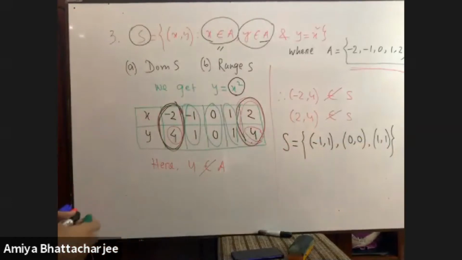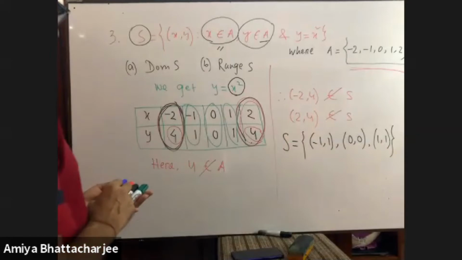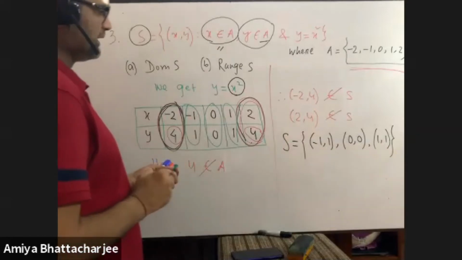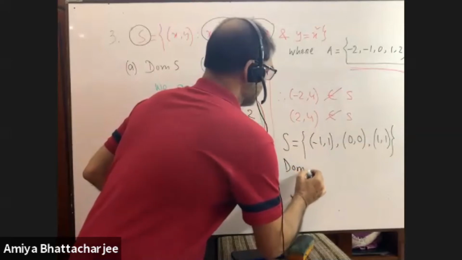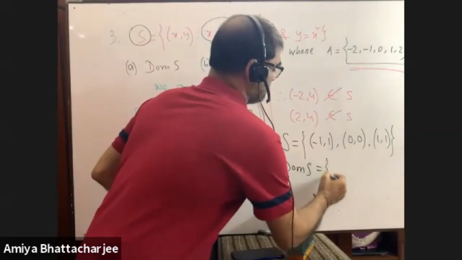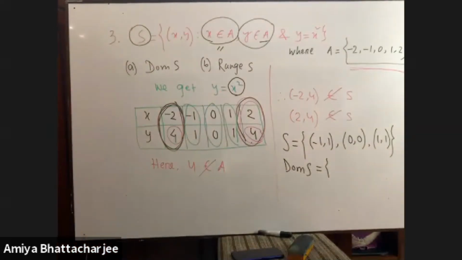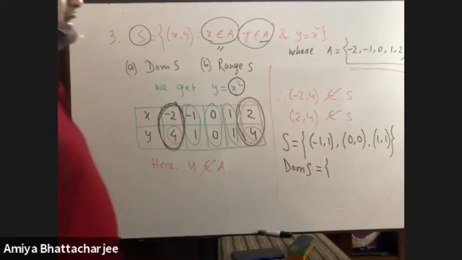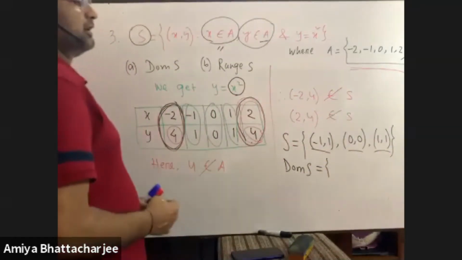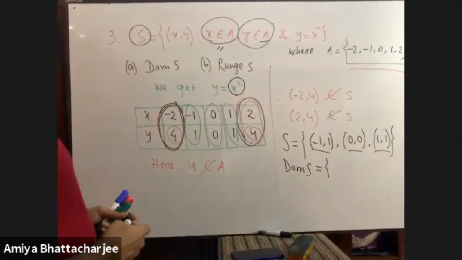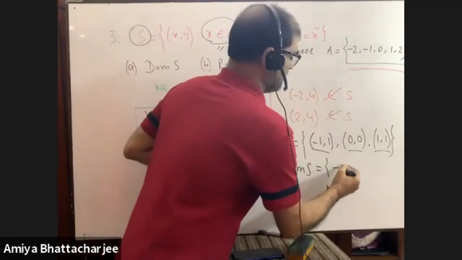Now you see, we are here to determine the domain. And you know what is domain and what is range. Domain means what? The first elements of the ordered pairs are called the domain. These are called the ordered pairs. Okay, all are ordered pairs. So here the first elements are what?